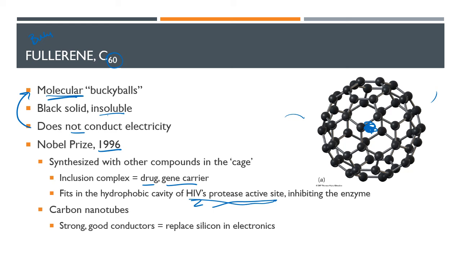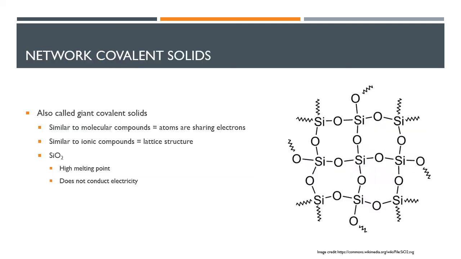We think, maybe. We're working on it still. We can also shape these guys into tubes, which are interestingly good conductors and could replace silicon in electronics. So if I made it less of a molecule and more of a tube, then those delocalized electrons could conduct electricity. All right, let's look at network covalent solids.